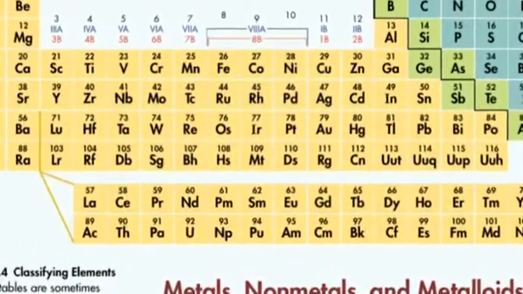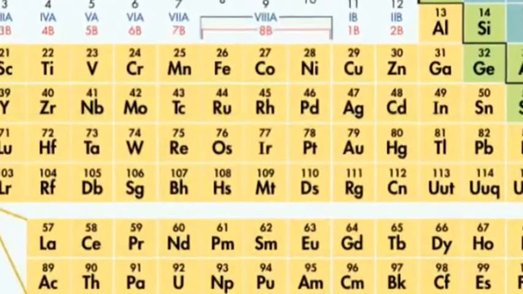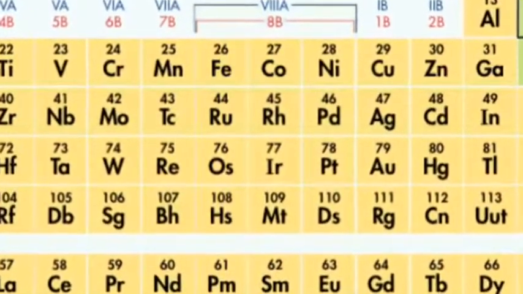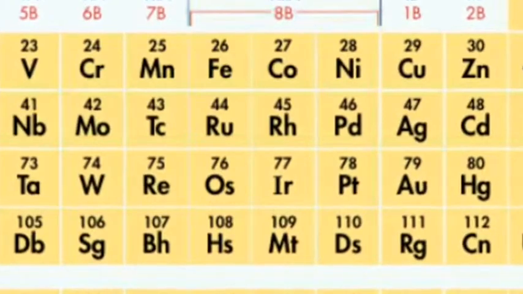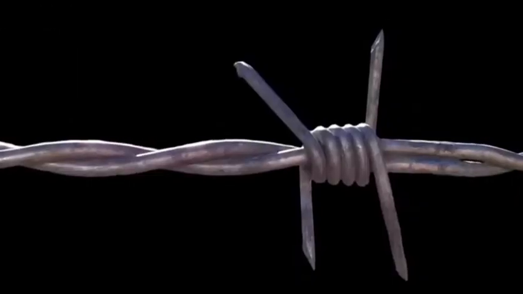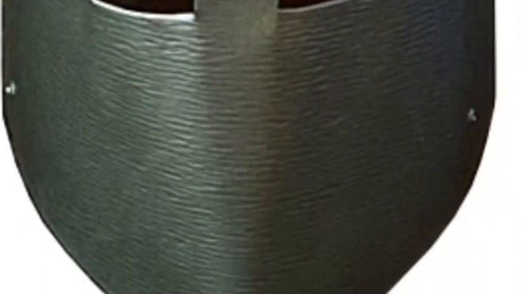The elements are also organized into 3 broad classes. In the yellow are metals. About 80% of the elements are metals. Metals are usually good conductors and reflect light very well. All metals are solids at room temperature except for mercury. Many metals can be drawn into wires and can also be hammered into thin sheets without breaking.